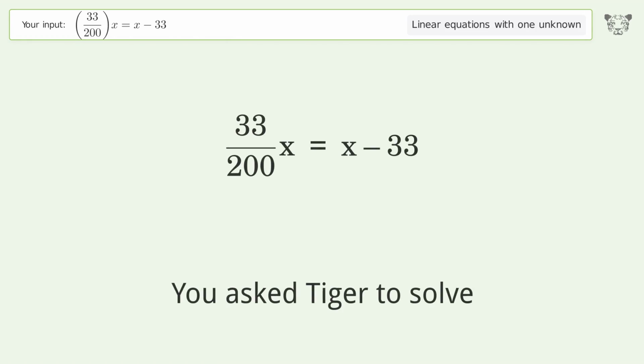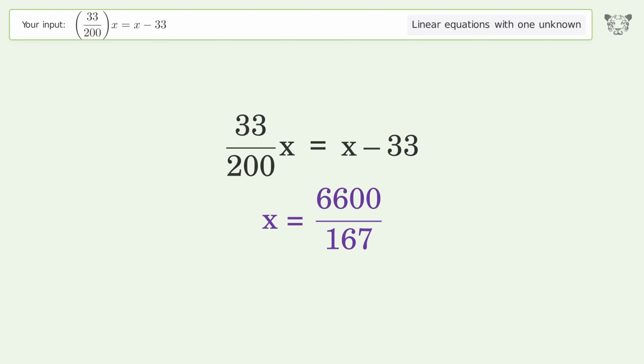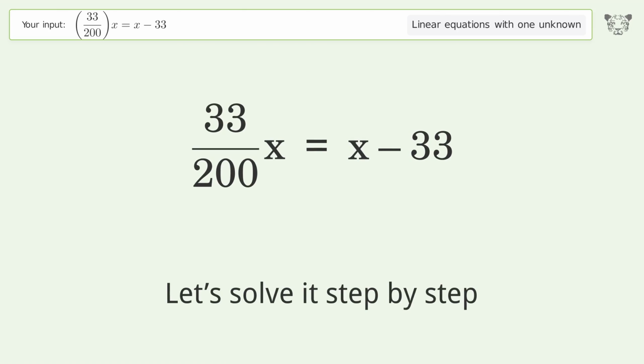You ask Tiger to solve. This deals with linear equations with one unknown. The final result is x equals 6600 over 167. Let's solve it step by step.